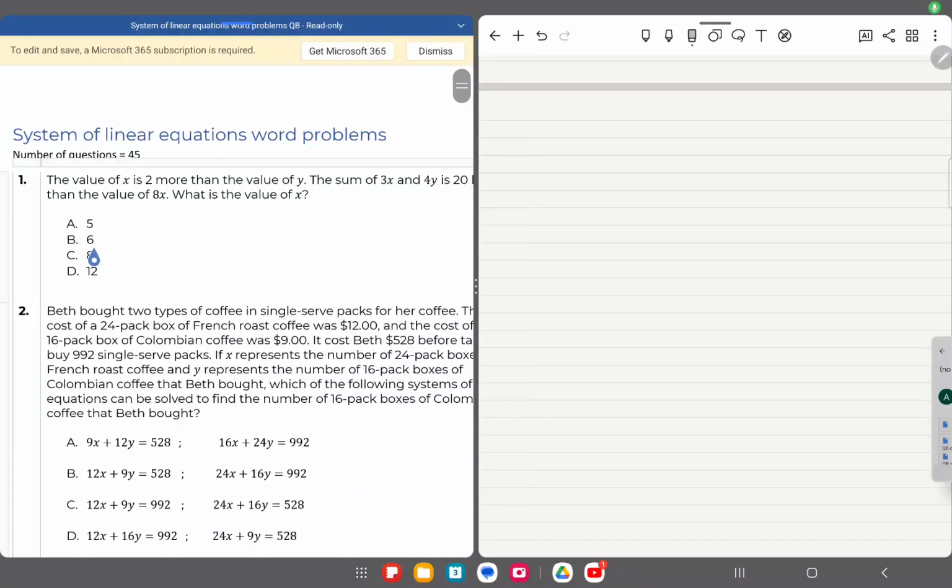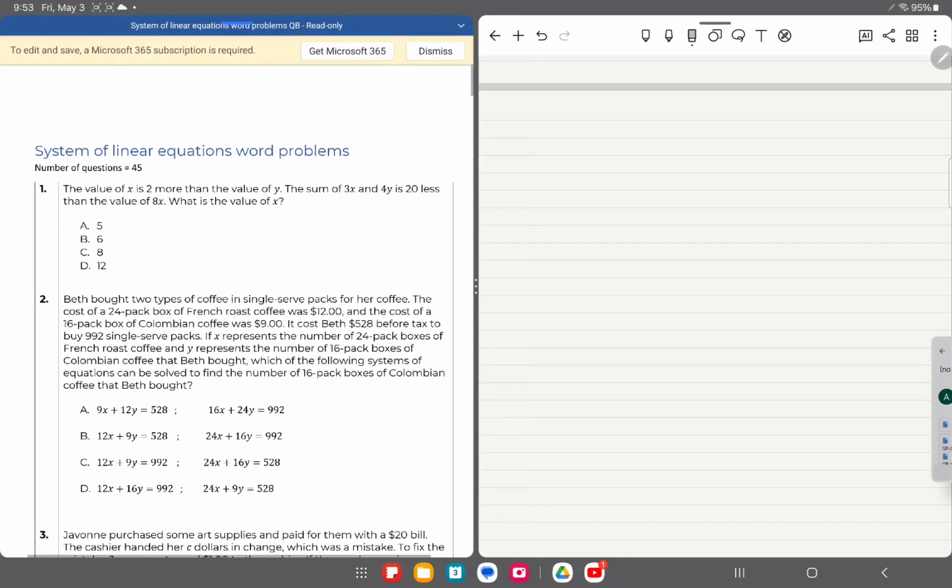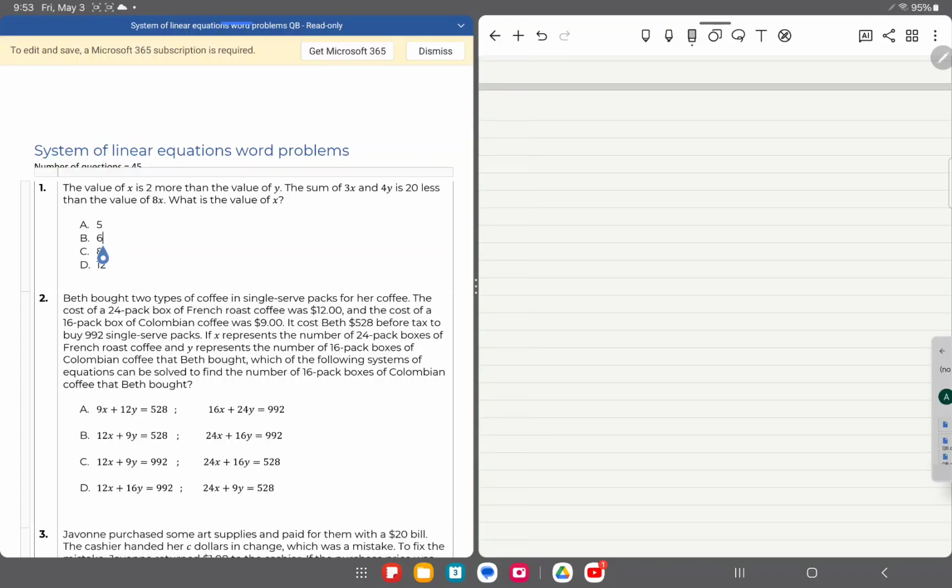Hello, students. We're going to be solving system of linear equations word problems. This is the second homework assignment that I need you to solve. So we're going to start solving it.